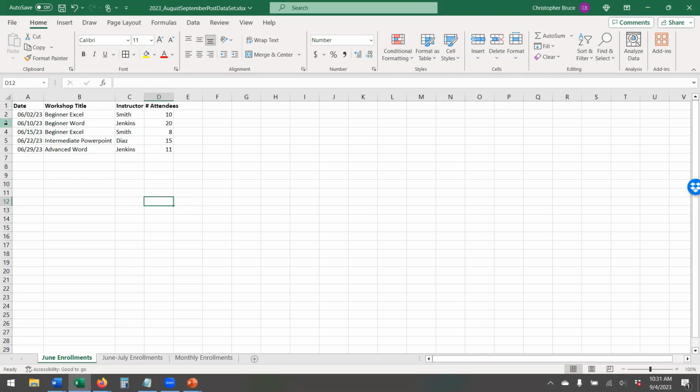Now, if you also followed my instructions, it should be a nice, neat data set. Hopefully there are no blank rows, no blank columns, and all your data is consolidated tightly together, which makes life much easier.